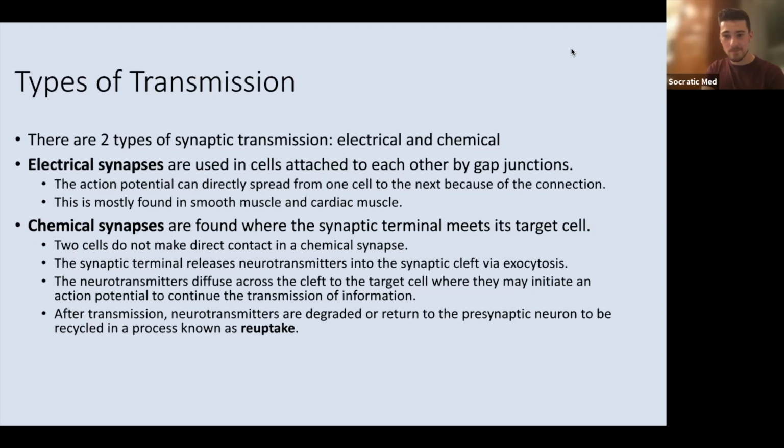So Keith said, what is a gap junction? A gap junction is just a small connection between adjacent cells. So say you have two cardiac cells, they're next to each other, they will have little pores that are connected to each other. And their cytoplasm is continuous throughout them.